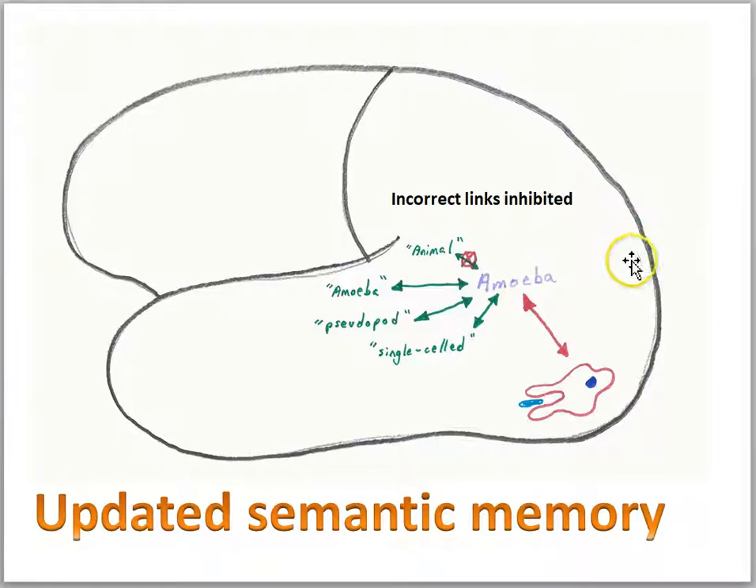And sometimes the new learning involves inhibiting previously established links. So for example, early on we might have incorrectly learned that amoeba are animals. They're not. They're single-celled. And so we can think of this consolidation process as not only introducing new information into our semantic memory network, but updating links that are already there. We can inhibit previous links as we learn that amoeba are not animals.